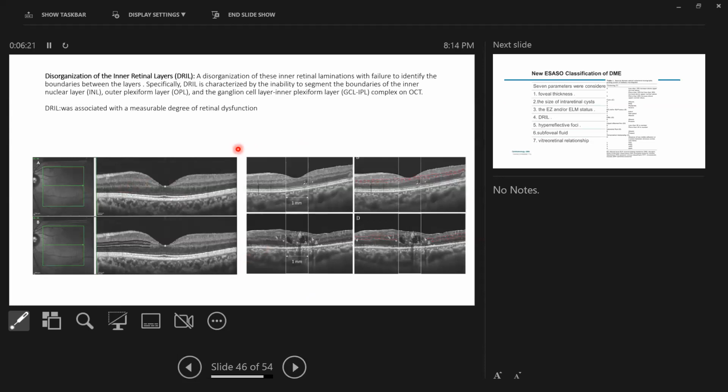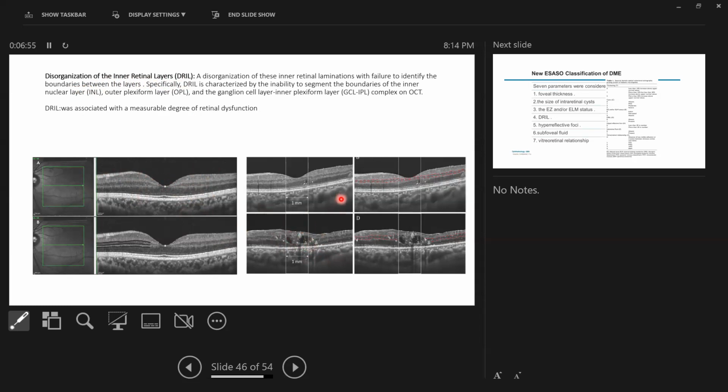The other biomarker we have to pay attention to today is called DRIL, disorganization of the inner retinal layers. Just to remember the anatomy of the fovea, these are the inner layers of the retina, starting from the nerve fiber layer, the ganglion cell layer, the outer plexiform, the outer nuclear layer. So we can easily identify them. In DRIL, we are not able to identify the inner layers of the retina. The DRIL is considered a bad prognostic sign.